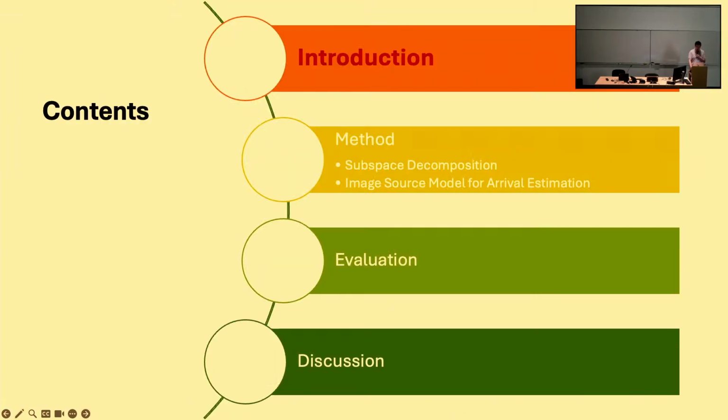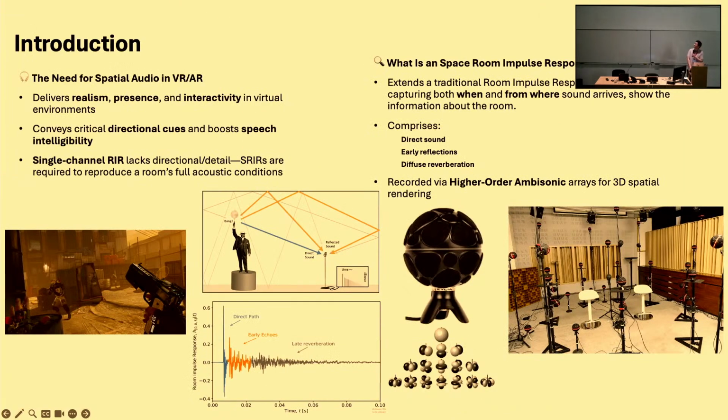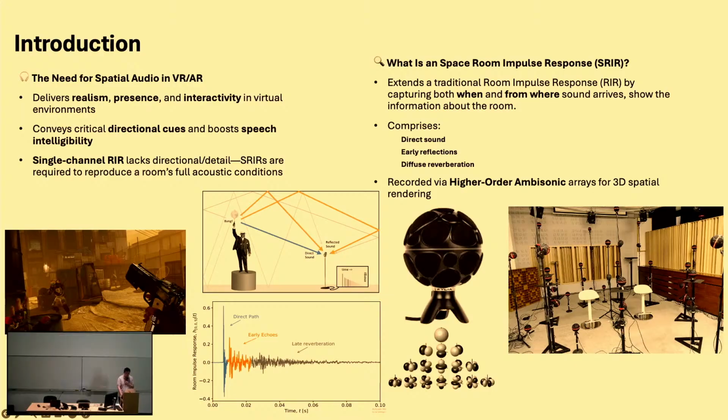I will have a quick introduction to talk about what VR spatial audio is and what the spatial room impulse response is. Imagine you are playing a VR game, like the one I put here, Half-Life: Alyx. You want to hear people walking around you, like hearing the enemy from behind you, and when you're walking in the space, you want the sound to change continuously. That brings you realism and interaction in the game.